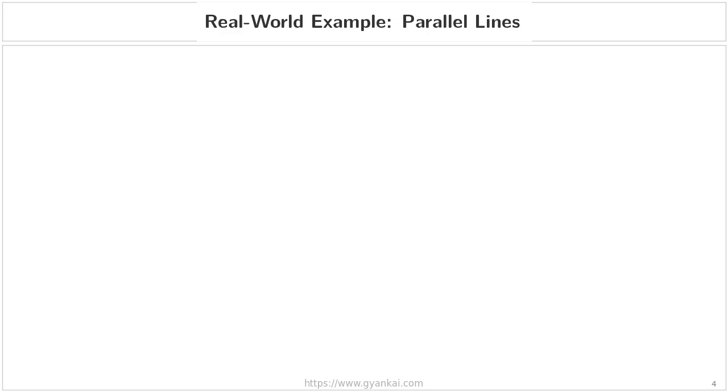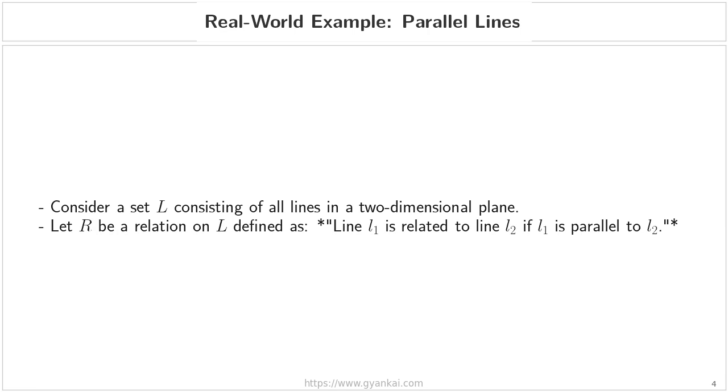Real-world example, parallel lines. Now that we have discussed the theoretical steps for verification, let us apply them to a practical, real-world example using geometry. First, let us define our environment. Consider a set, which we will call L, consisting of all possible lines in a two-dimensional plane. Within this set, we define a relation, R, where line L1 is related to line L2 if, and only if, line L1 is parallel to line L2.